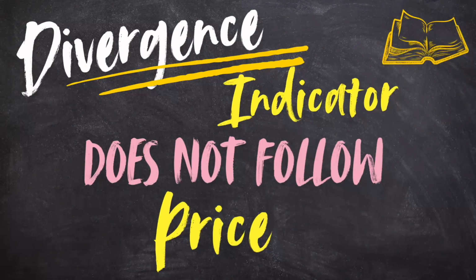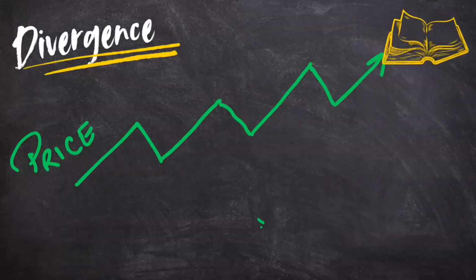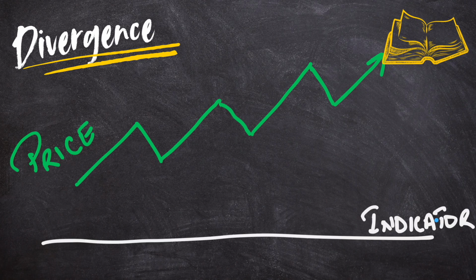In really simple terms, divergence occurs when the indicator does not follow the price. You must be thinking that this is all good in theory, but how can you identify divergence when you see it on your trading chart? Let's visualize this using a price chart for an asset that is in an upward trend, which means it's making higher highs and higher lows.